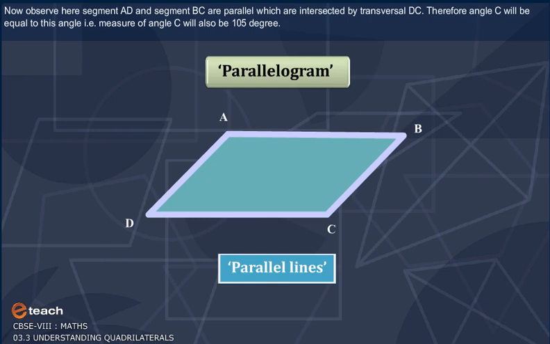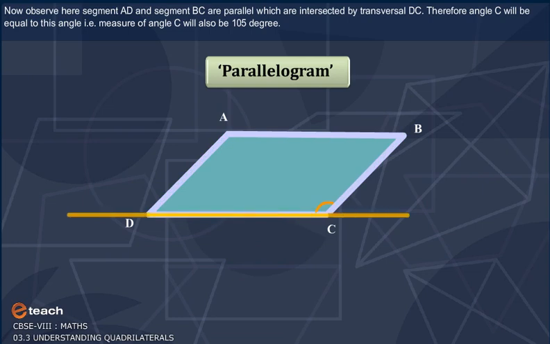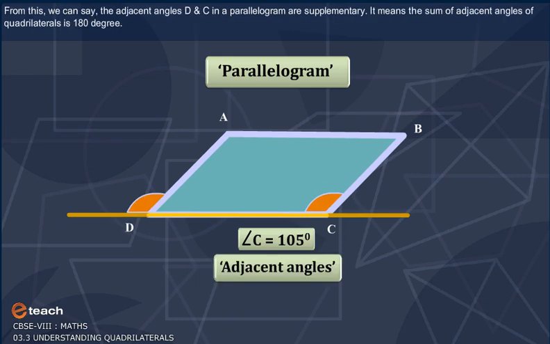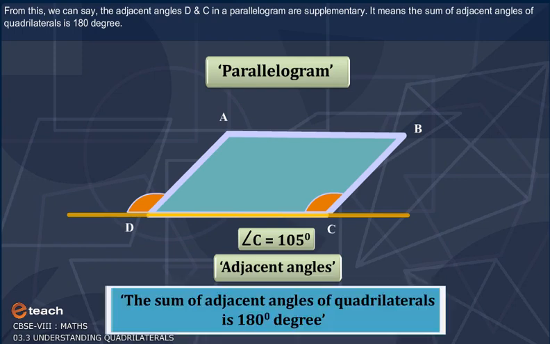Now observe here, segment AD and segment BC are parallel, which are intersected by transversal DC. Therefore, angle C will be equal to this angle. That is, the measure of angle C will also be 105 degrees. From this, we can say that the adjacent angles D and C in a parallelogram are supplementary. It means the sum of adjacent angles of a parallelogram is 180 degrees.